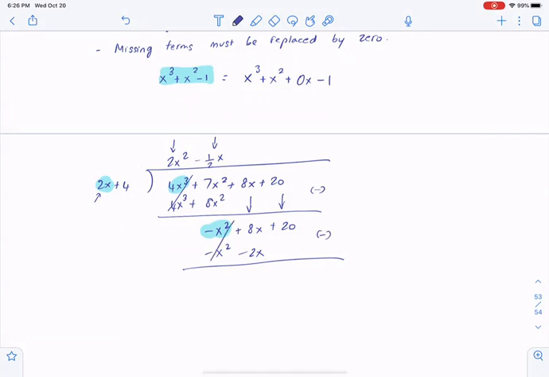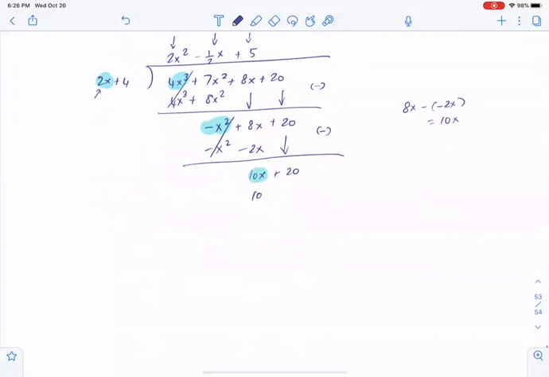Subtract. The negative x squares will get cancelled. 8x minus of minus 2x would be 10x and plus 20. So I've got to come up with some expression or number up there so that when I multiply with 2x, I end up getting 10x. So in this case, it'll simply be the number 5. 5 times 2x is 10x, and 5 times 4 is 20. If I subtract, I'd end up getting 0.